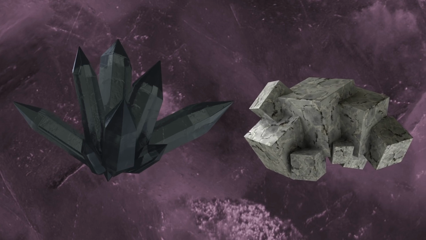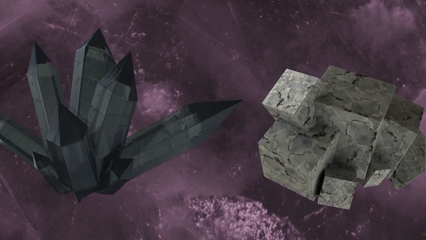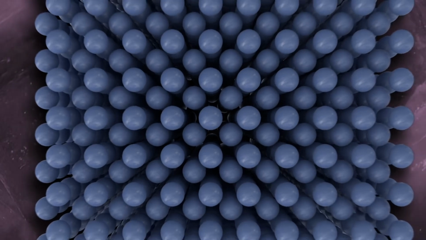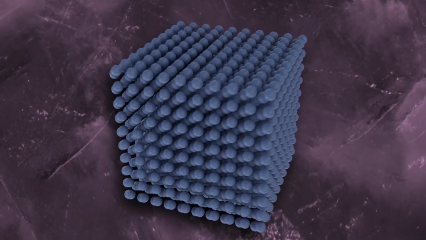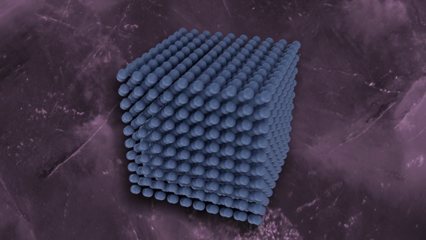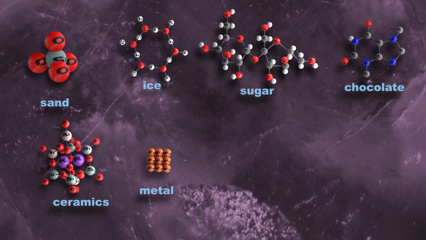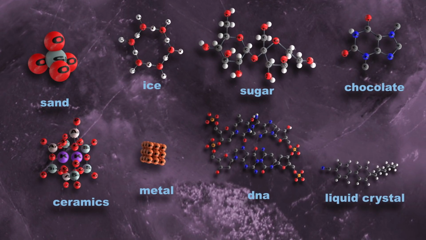But what causes them to grow into these shapes again and again? Part of the answer lies in their atoms. Every crystal's atoms are arranged in a highly organized, repeating pattern. This pattern is the defining feature of a crystal and isn't restricted to minerals. Sand, ice, sugar, chocolate, ceramics, metals, DNA, and even some liquids have crystalline structures.